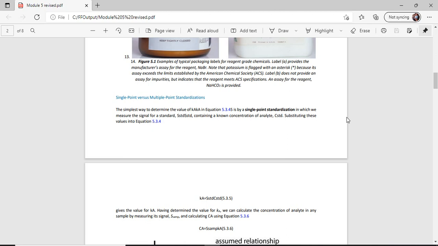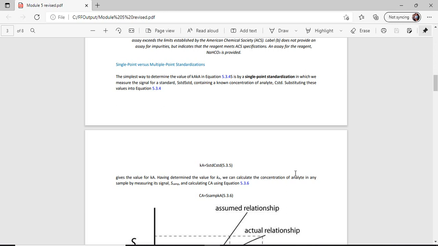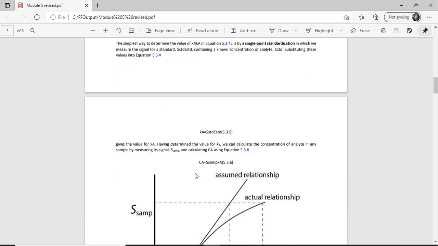Now you have here an equation. Your kA is equal to S_std over C_std, the concentration of the standard for your analyte. It gives us the value of your kA. Having determined the value of your kA, we can calculate the concentration of your analyte in any sample by measuring its signal, S_samp, and calculating C_A using your equation, C_A equals S_samp over kA.